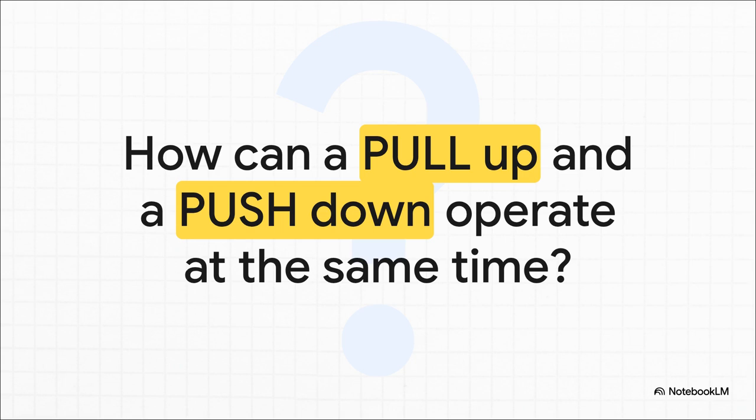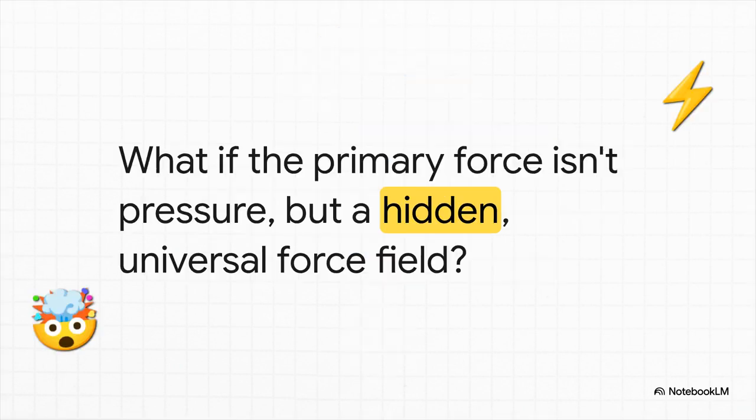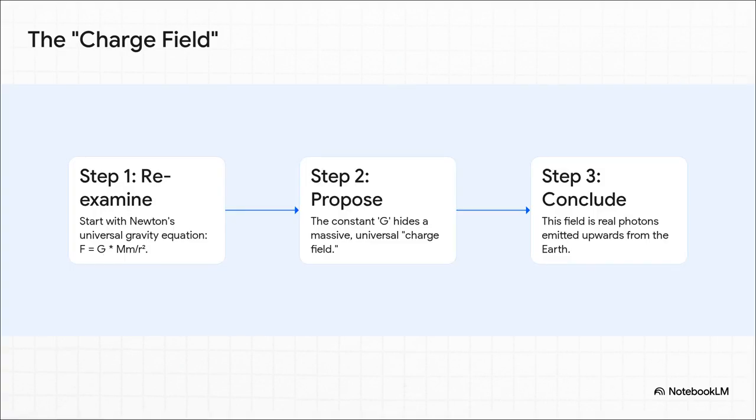And that opens the door to a completely different explanation. What if we've been looking at the wrong thing this whole time? Forget pressure and osmosis. What if plants are actually tapping into some fundamental, invisible force field that we've just completely missed, a force that's all around us all the time? The author gives this a name, the charge field. And the whole idea starts in a really unexpected place, Newton's famous equation for gravity.